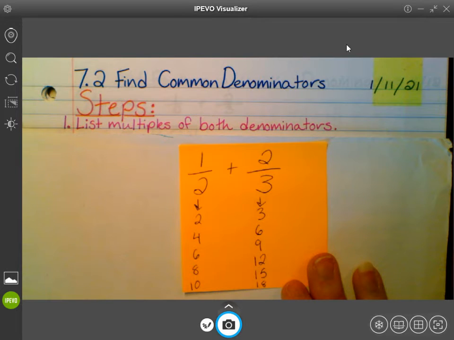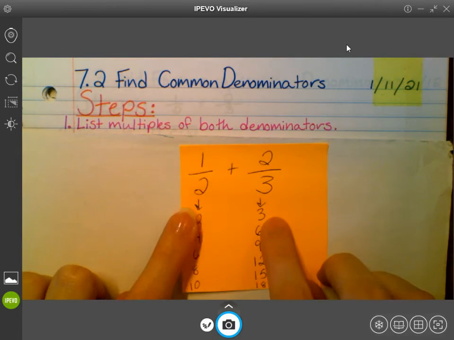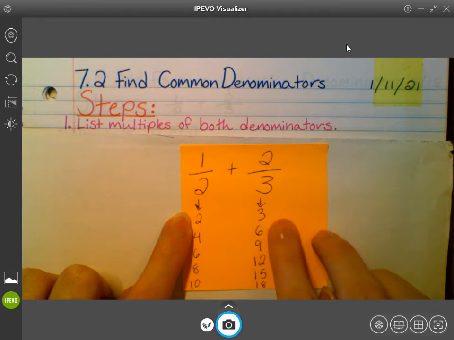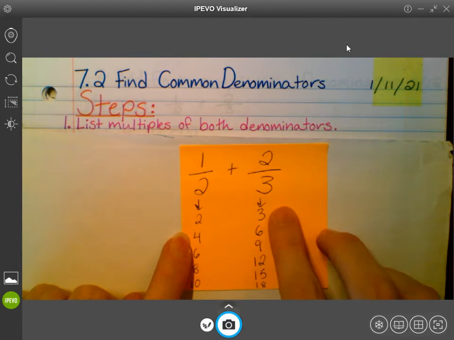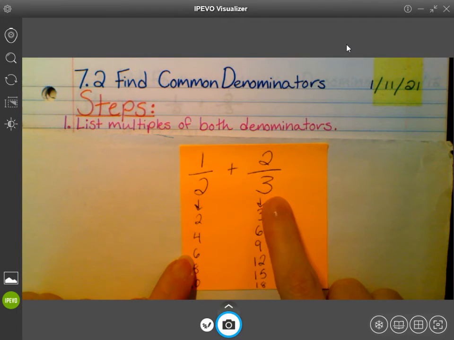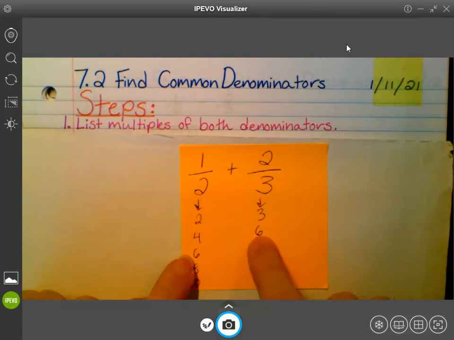1, 2, 3. 6. So when we look, the first multiple for 2 is 2. Well, 3 doesn't have 2 as a multiple. The second one is 4. 3 does not have 4 as a multiple. 2 has 6 as a multiple. Well, I look at 3, 3, 6. And are there any smaller numbers that they have in common? No. So when it says find the first multiple, that also means the smallest.